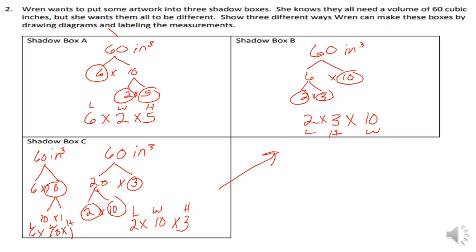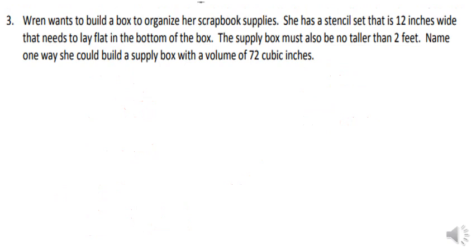Now you could guess, check, and revise. That would take you a long time, but this factor tree will help you a lot in the future. So remember this. So let's take the skill we just learned and put it into practice. It says Ren wants to build a box organizer for scrapbook supplies. She has a stencil that is 12 inches wide and needs to lay flat in the bottom of a box. The box must also be no taller than 2 feet. Name one way that she could build a box with a volume of 72 cubic inches.